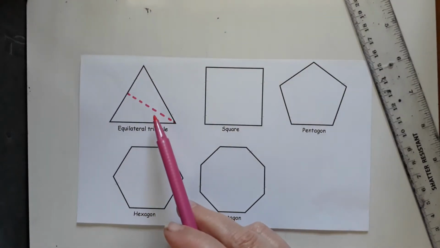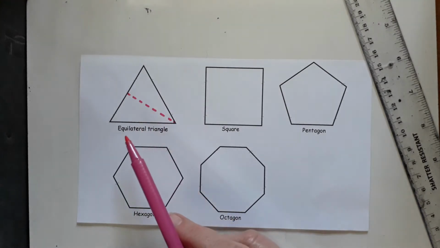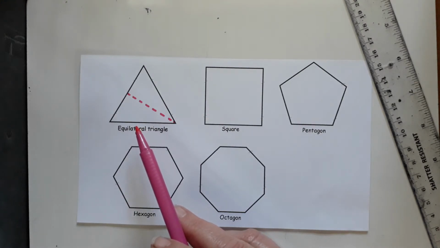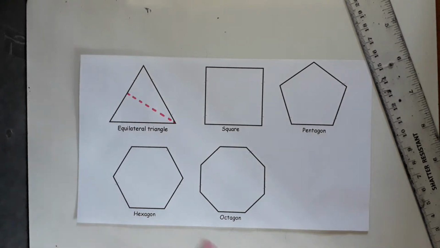Okay, so I started with the first one, the equilateral triangle. What you should know about a line of symmetry is that it means it's the same both sides. A line of symmetry is where you've got reflective symmetry, and it means it is the same both sides of the line. So there is our first line of symmetry in our equilateral triangle.